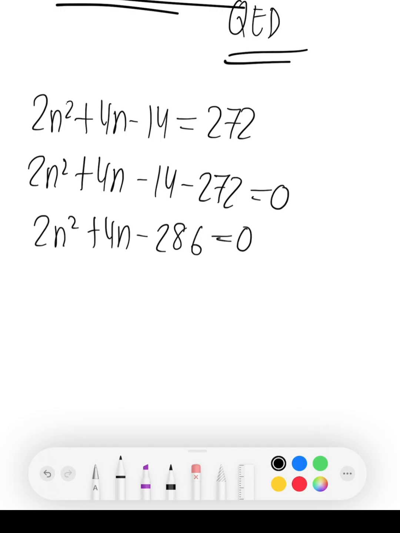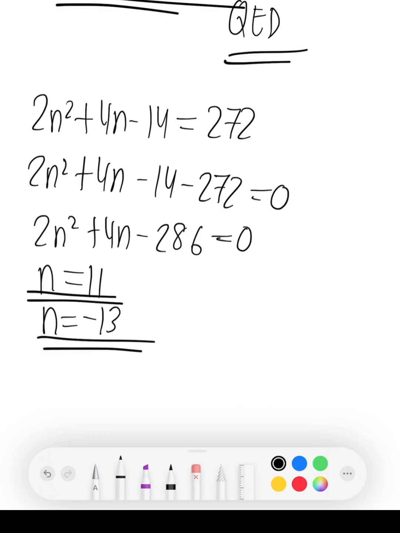Now I'll just pop that into a calculator really quickly to make things quicker. So we have a, b and c, so we can use the quadratic formula. So we have 2 as the a, 4 as the b, and negative 286 as our c value. Now that on the calculator has given me n equals 11 and n equals negative 13. So we've got that and that as our answers.